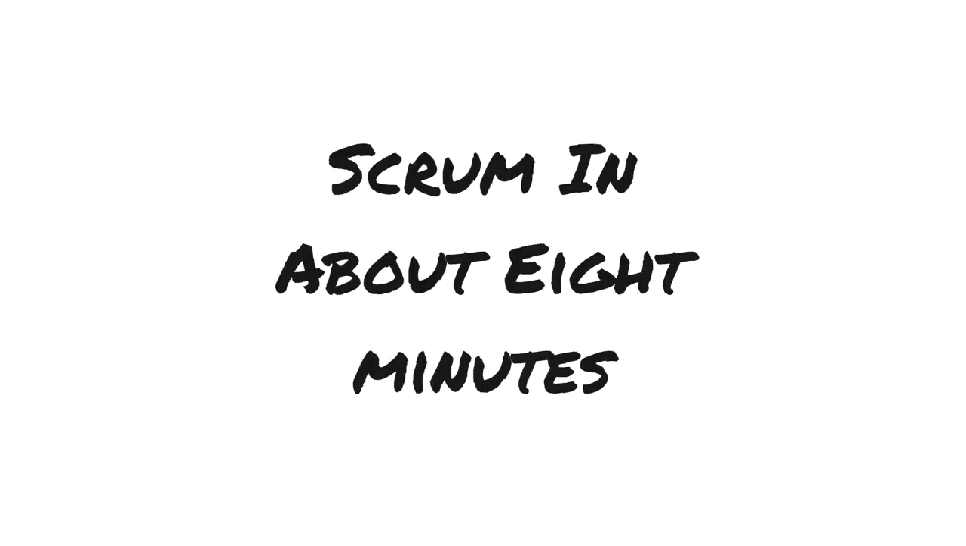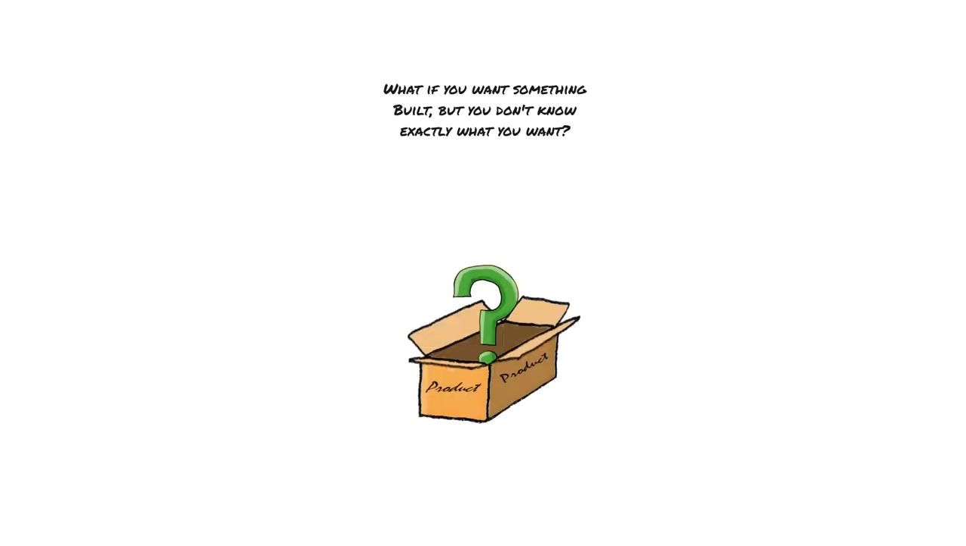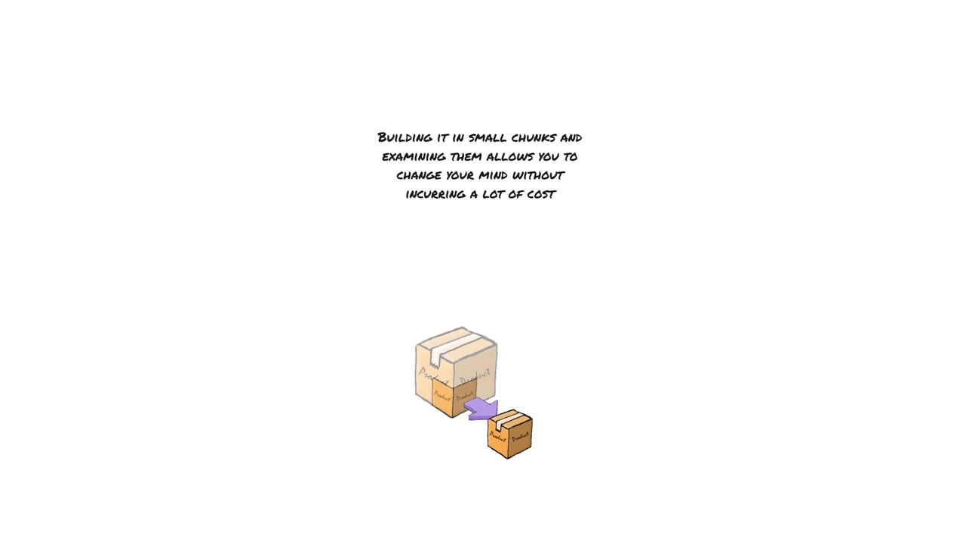This is Scrum in about 8 minutes, a short primer explaining the Scrum Framework. Sometimes stakeholders don't know what they want from a product until they actually use it. Which is why it's a good idea to build it in small parts, so that any changes that need to be made are also small and don't cost very much. Scrum is an Agile framework that helps teams to do this.